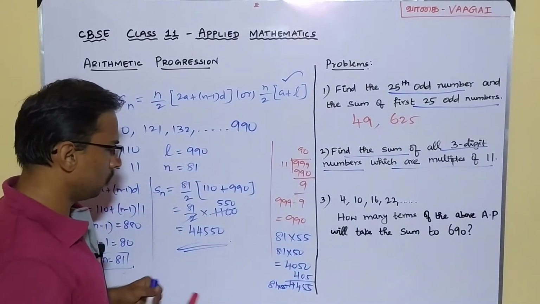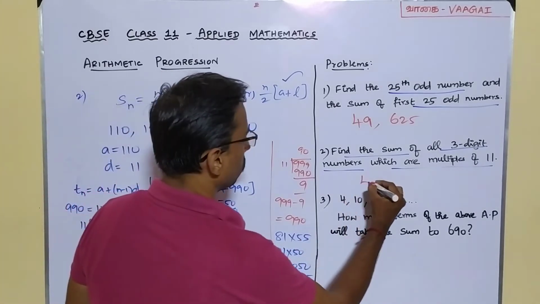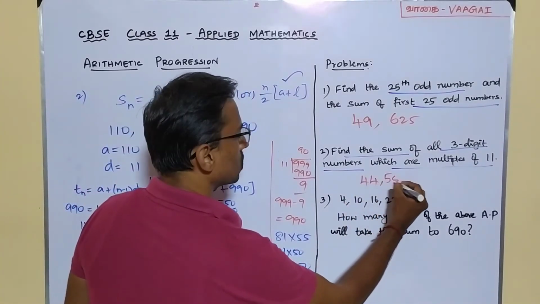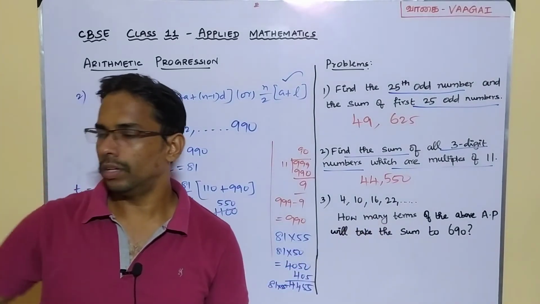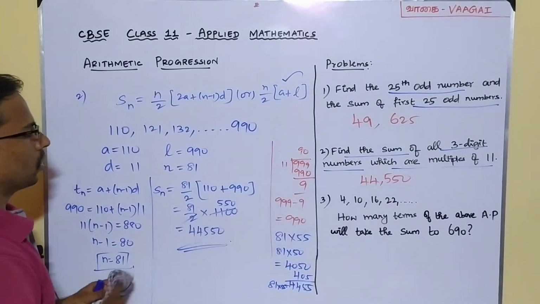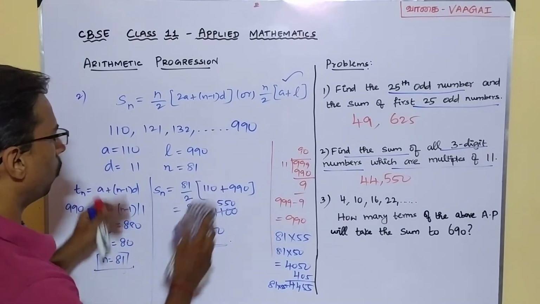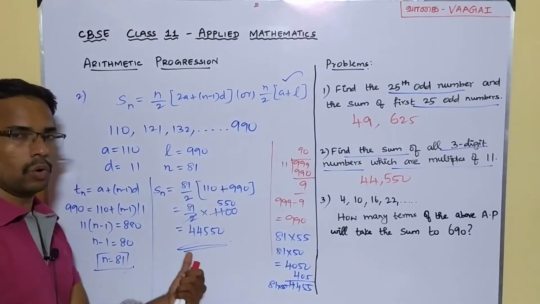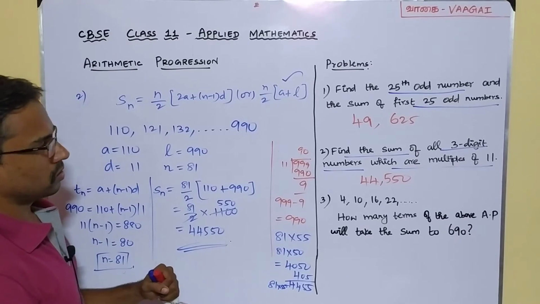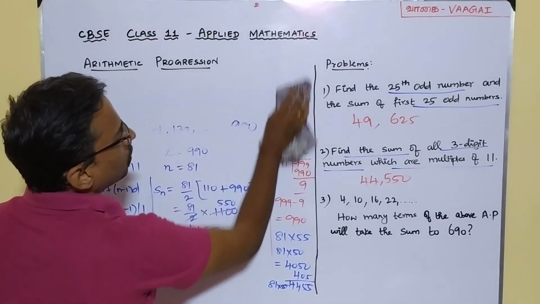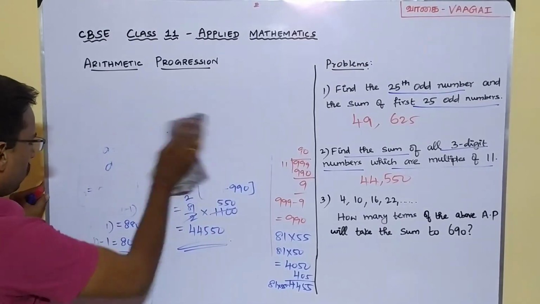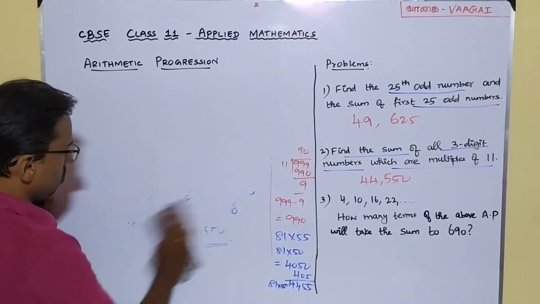Before that, let me just note down the answer. So it's going to be 44,550 for the second question. Yes, and we have one more problem, the last one. So I'm just clearing the board here. I want the full board here. So yes, I hope it is clear. So I can just erase it, right? Yes, thank you. So I'm just erasing this problem. So we have one last problem here.